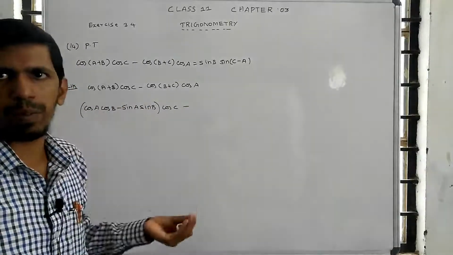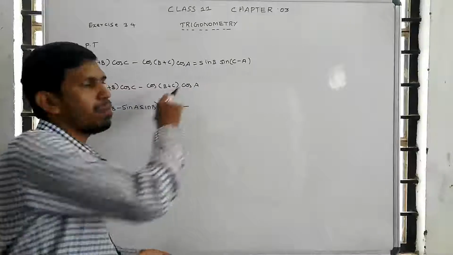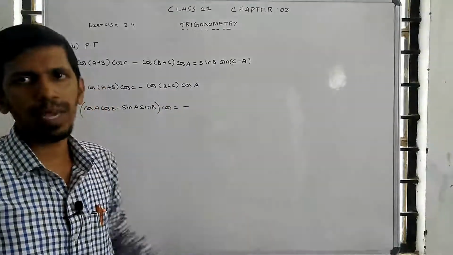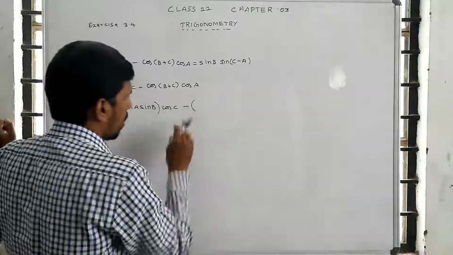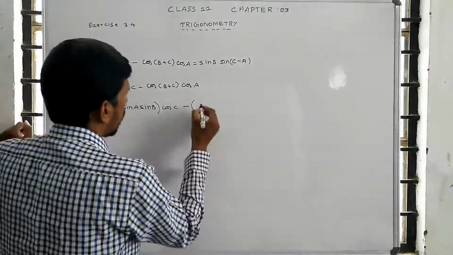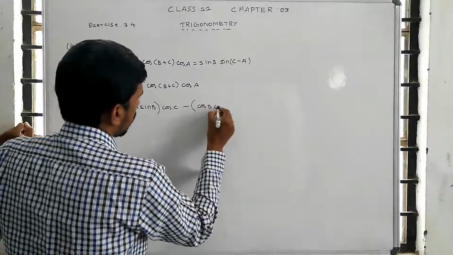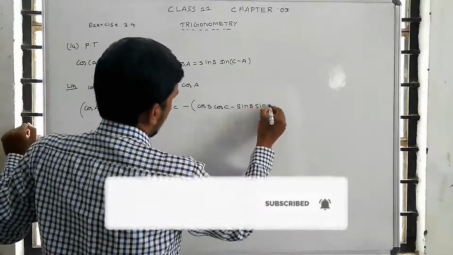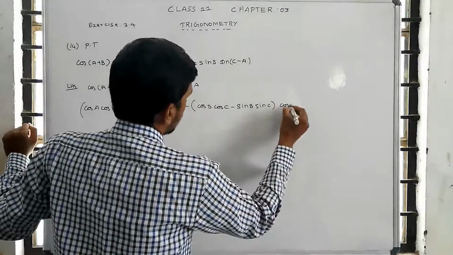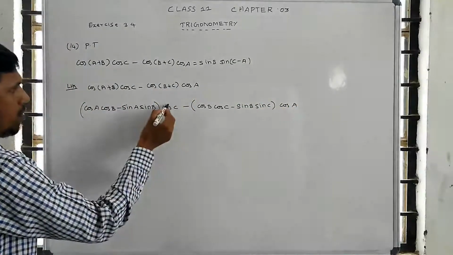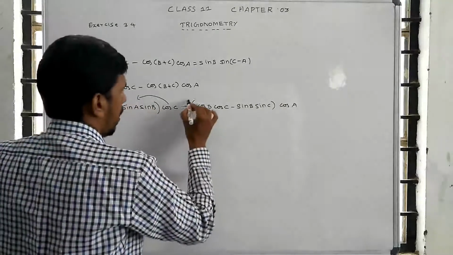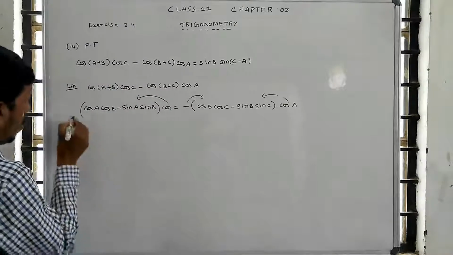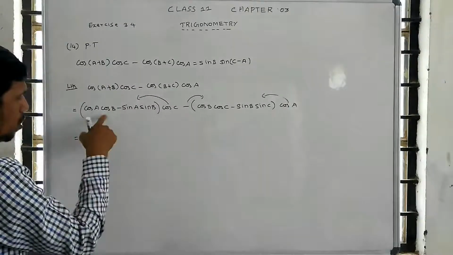Again, using the formula for A plus B, so this is A, this is B. Now we have cos B into cos C minus sin B into sin C. Put the bracket here, and the minus is common. So we have cos B into cos C minus sin B into sin C, and we have to multiply it by cos A. The same thing, the product.